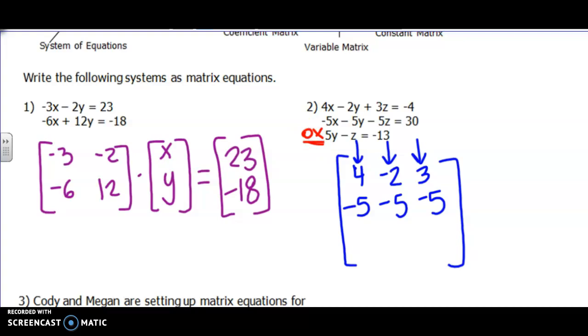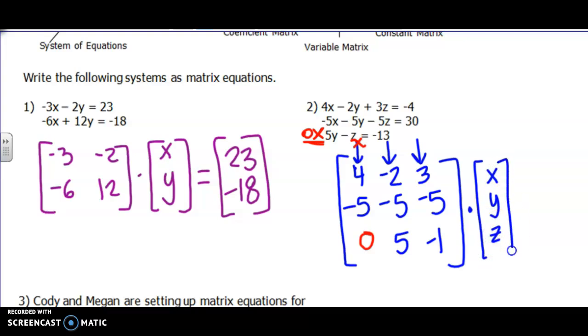So you have to assume like there's 0 x's. So that means in this x column, remember this is the column for x's, you're going to put a 0 in that spot. And then since this is the column for y coefficients, you put a 5 there. And this is one that gets messed up quite often. That's a -z. So you need to remember that that represents a -1. Then we're going to multiply. The order of these went x, then y, then z. And so you put the variables in the variable matrix in that order. And then the answer matrix is -4, 30, and -13.